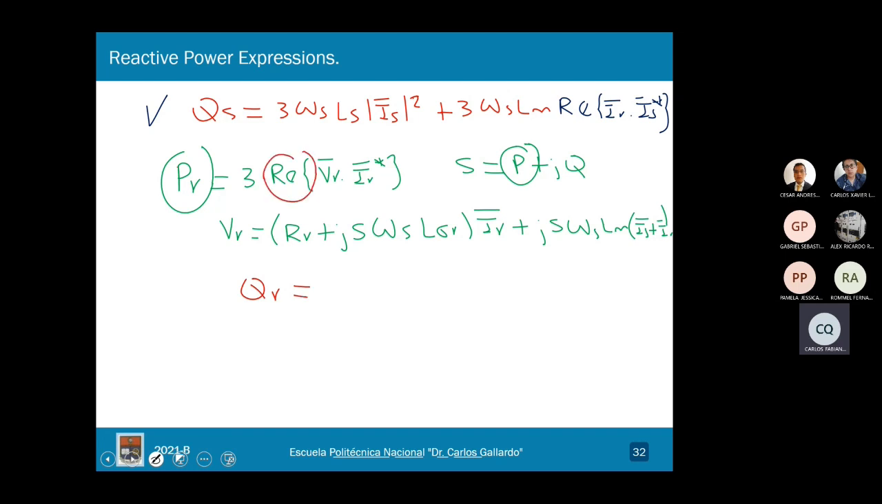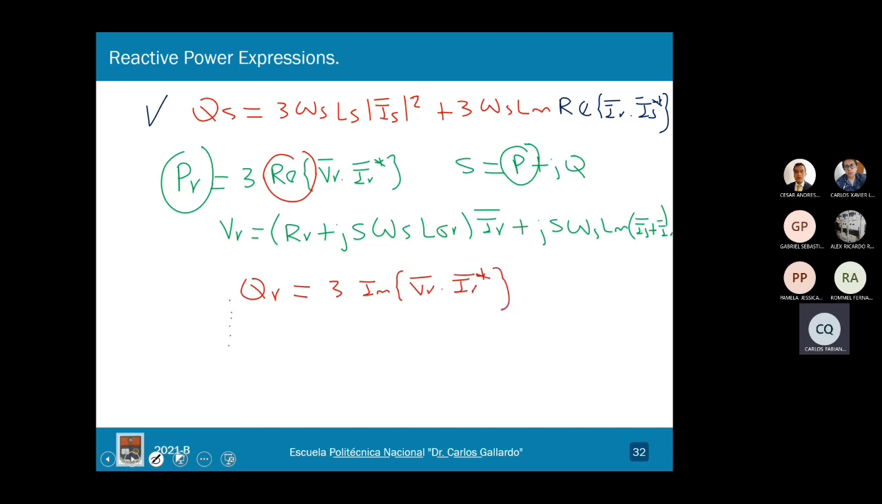Instead of taking the real part, I will take the imaginary part. So taking the imaginary part, in order to compute the rotor reactive power, this is equal to the imaginary part of the rotor voltage times the rotor current. This is the conjugate, okay?